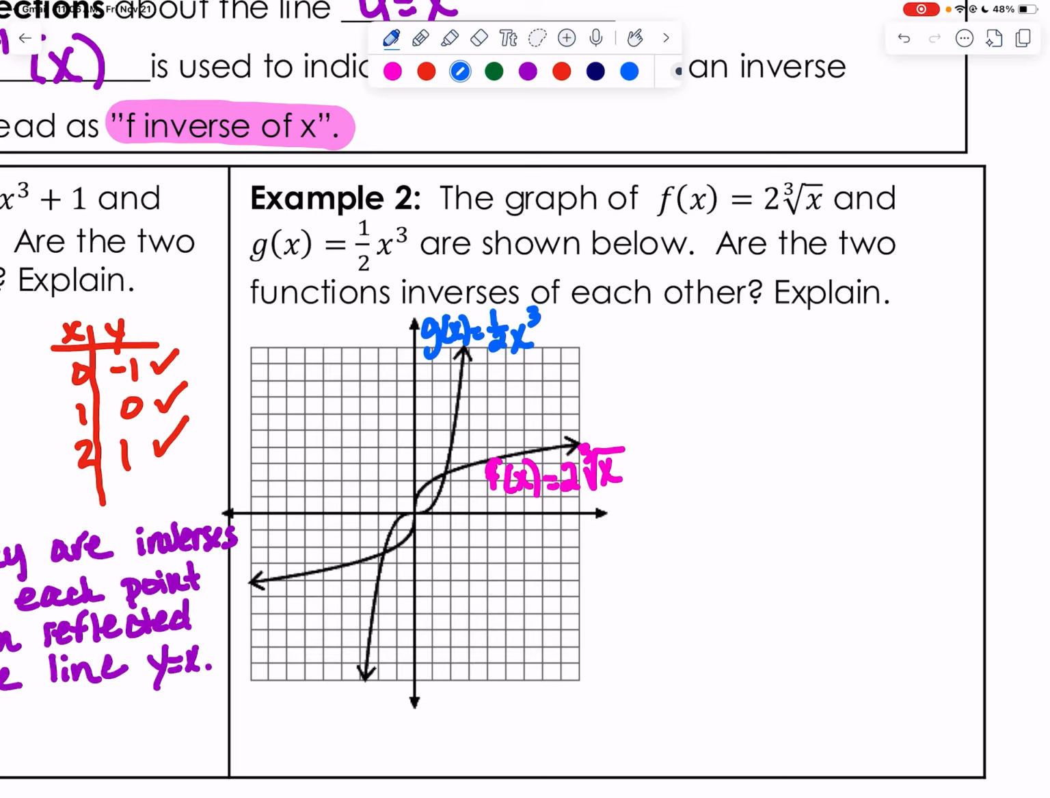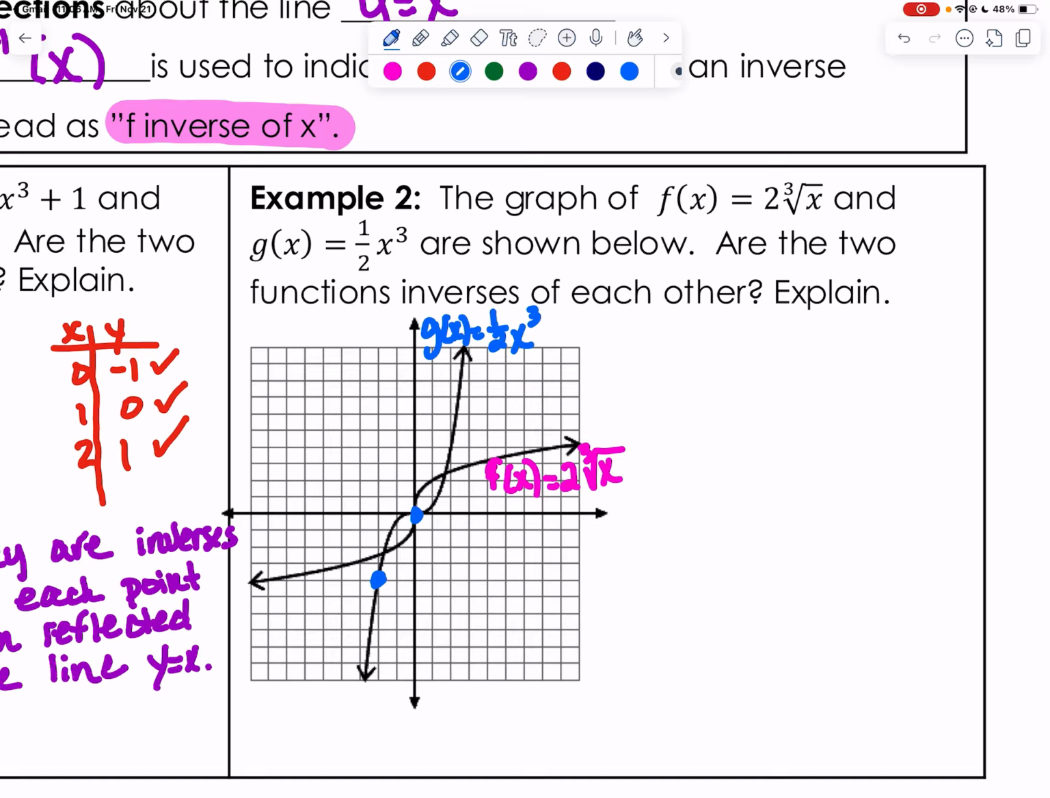x cubed. All right, so now I'm going to pick a couple of friendly points. Let's see, I'll start with g of x equals 1/2 x cubed. I need a couple of friendly points. How about this one?